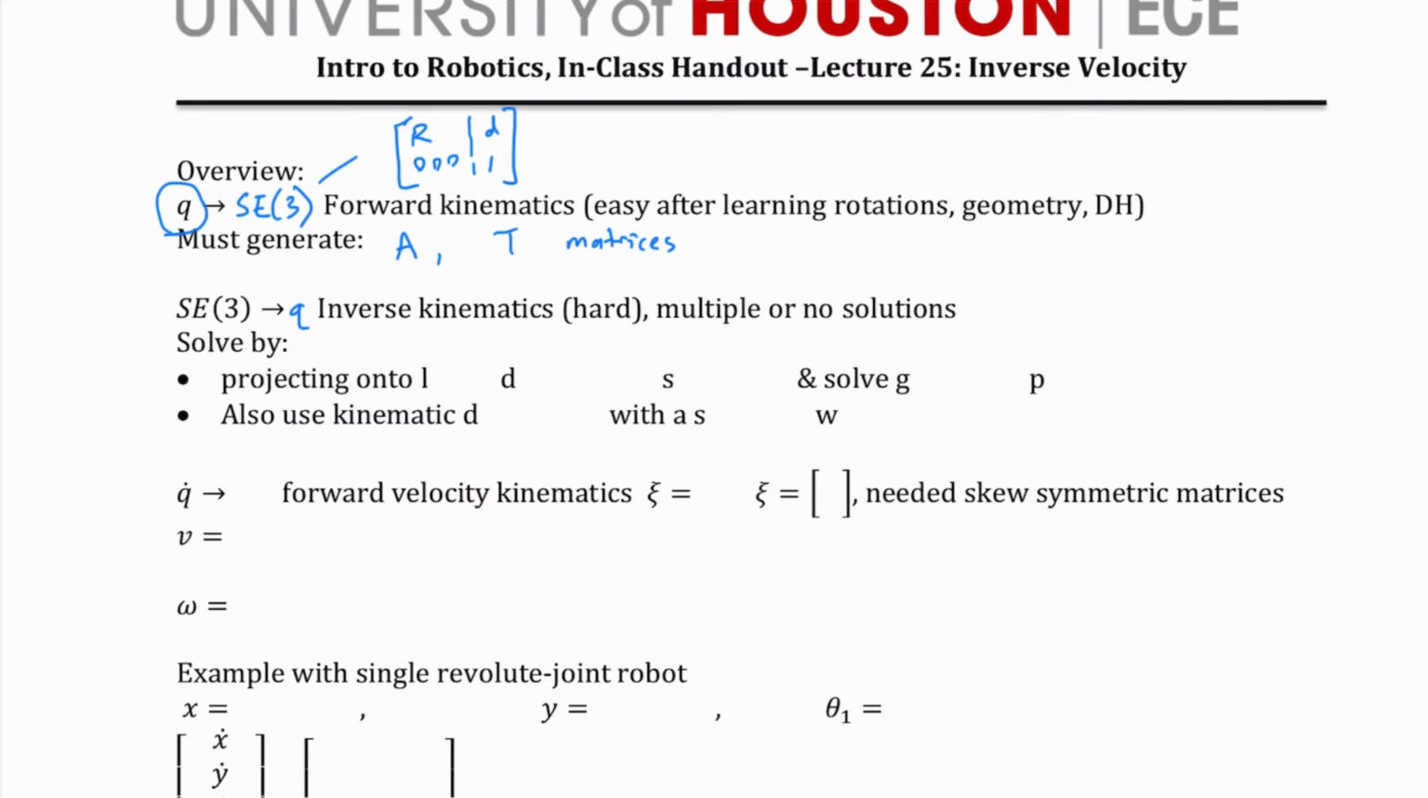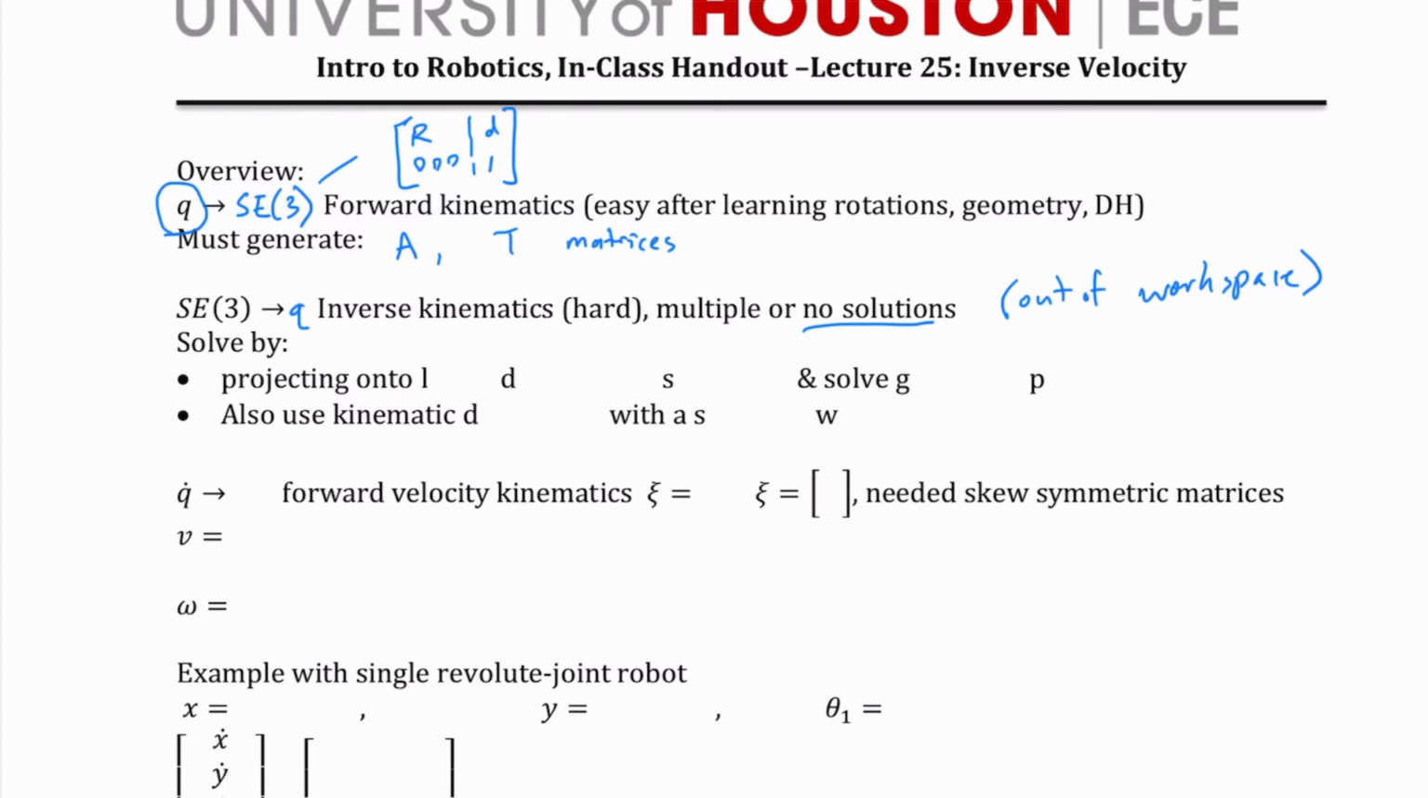We found that that was hard because there can be multiple solutions. Sometimes there's a bunch of different values of Q that will give the same end effector position. But also there can be these times when there's no solutions. An easy example is when it's out of the workspace. If it's beyond the reach of the robot, there's no solution to that.